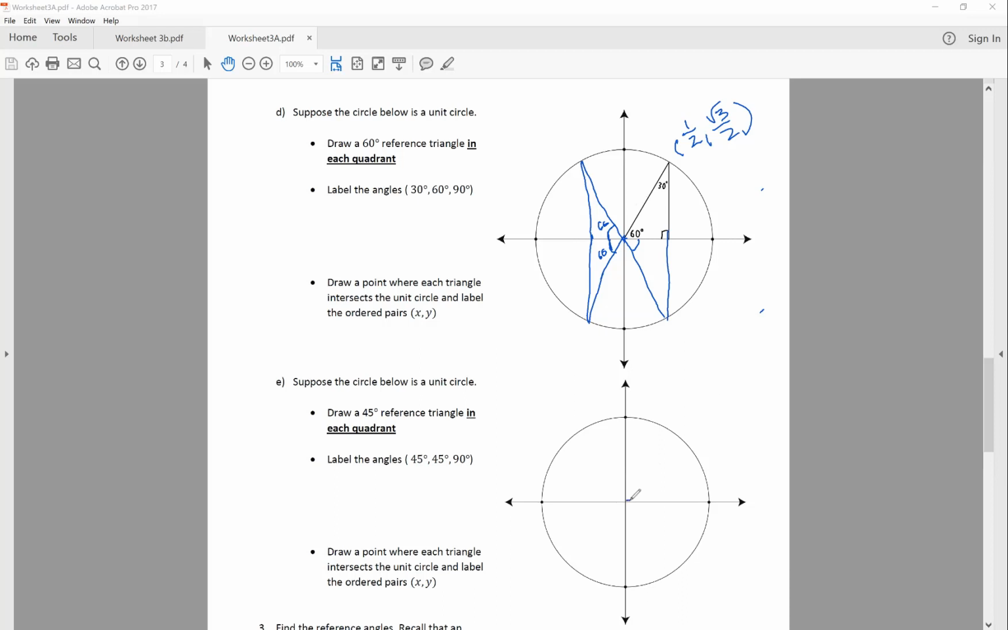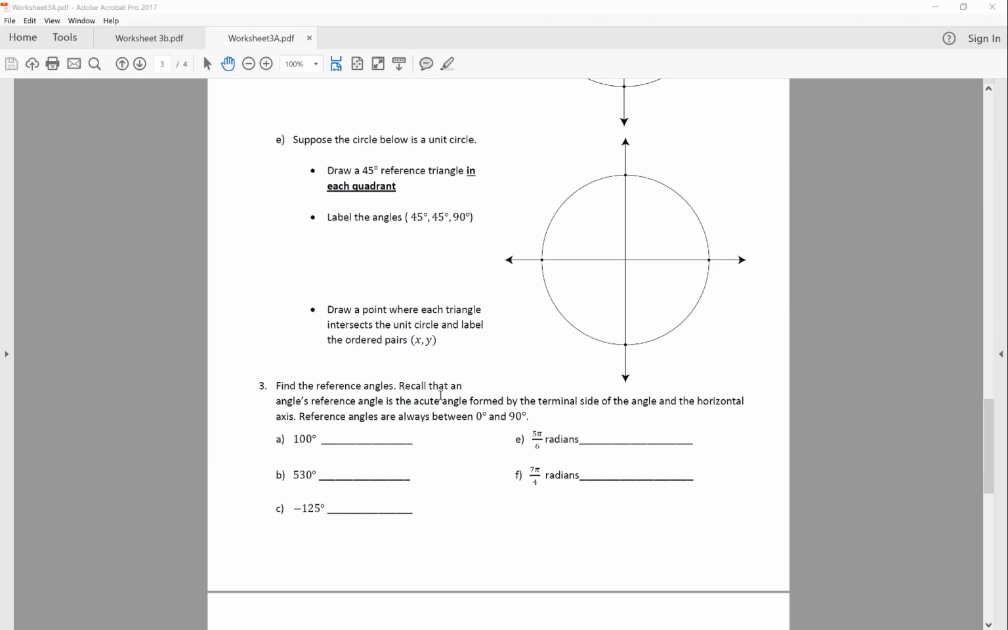45 degrees is halfway between 0 and 90. So here is my triangle. This is 45 degrees. And again, if I want to put it in every quadrant, it flips over here, this is 45 degrees. Hopefully you're seeing the pattern in all of this. This is 45 degrees, and this is 45 degrees. And as you can see, the reference angle, I'm always connecting it to the x-axis, never connecting it to the y-axis.